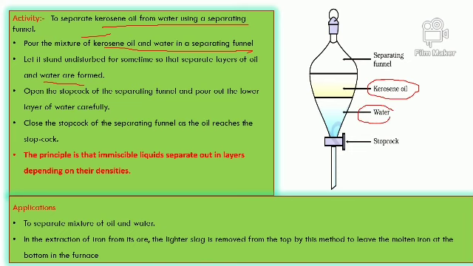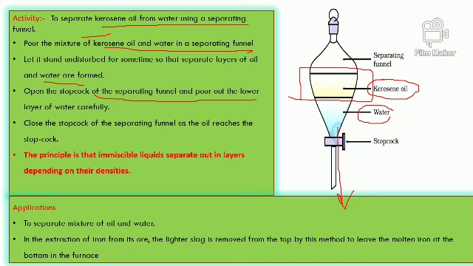Open the stopcock of the separating funnel and pour out the lower layer of the water carefully. The same way we have discussed in the previous picture. So by opening stopcock, only the water will be allowed to move from here. So what is left in this separating funnel? Only the kerosene.